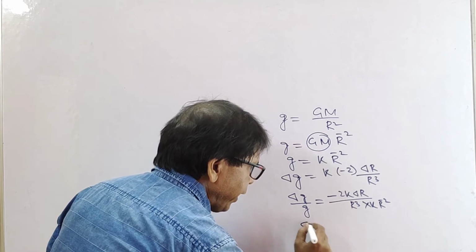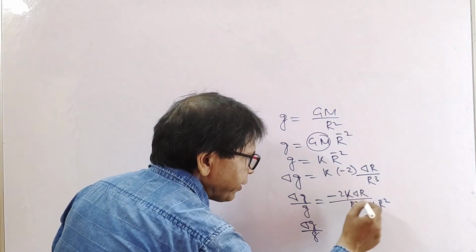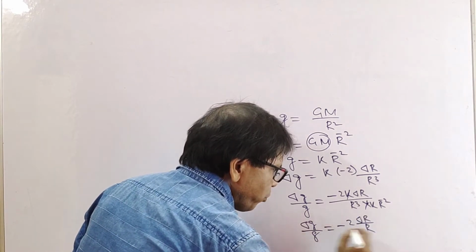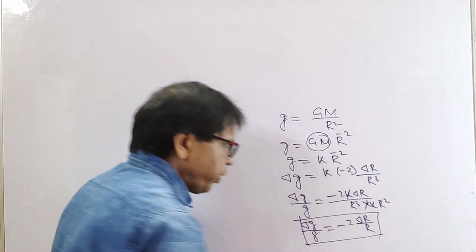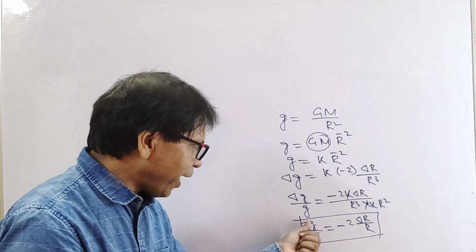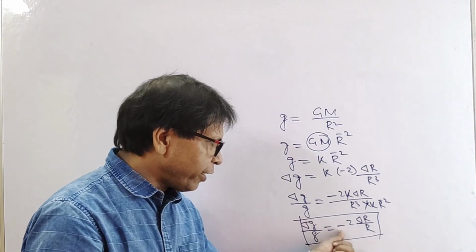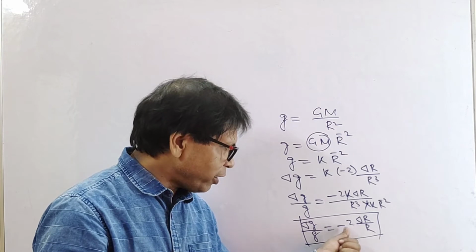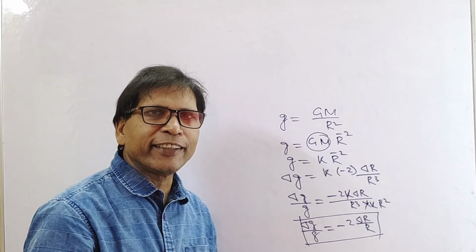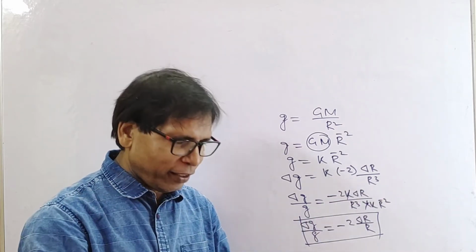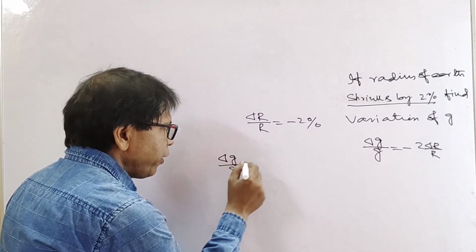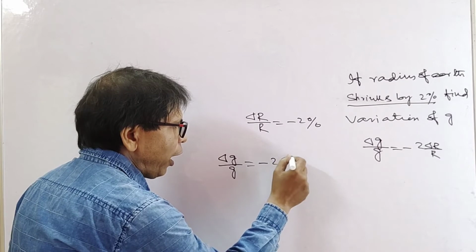So look at this here, delta g by g, look at this cancel out, and this is minus 2 delta R by R. Therefore look at this, if the radius of Earth decreases by 1%, then acceleration due to gravity increases by 2% because of the negative sign. If radius decreases, then g increases. Okay. Now a numerical. Now if we use this formula, we can get delta g by g equal to minus 2 delta R by R.